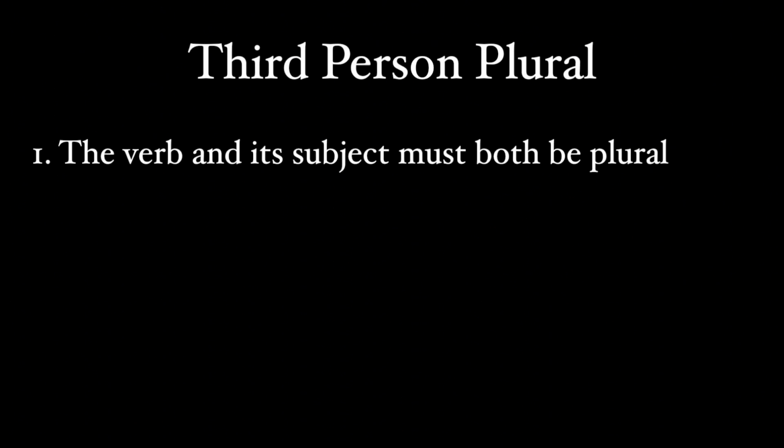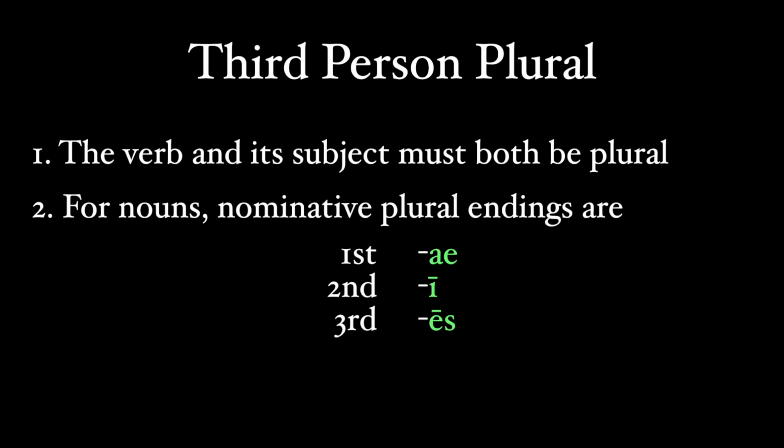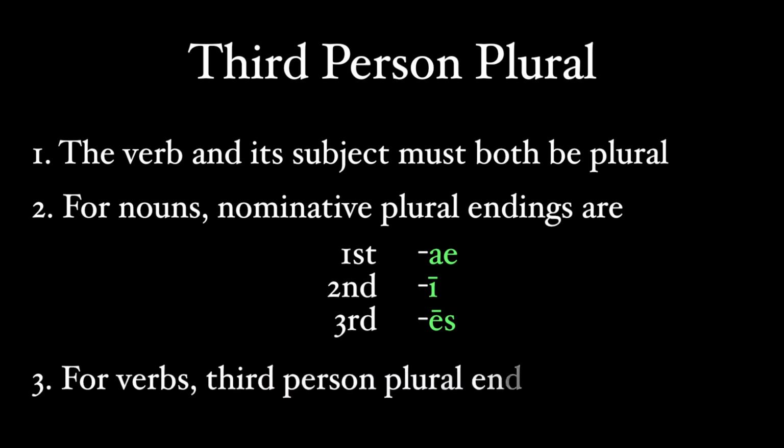So keep these things in mind. The verb must agree with the subject in number. If the subject is plural, the verb will also be plural. The nominative plural endings are -ae for the first declension, -i for the second declension, and -es, "ace," for the third declension. And finally, the third-person plural ending for verbs is -unt, an n and a t.